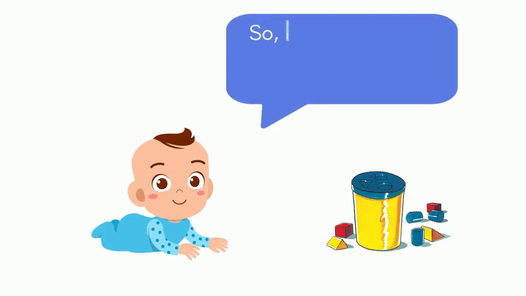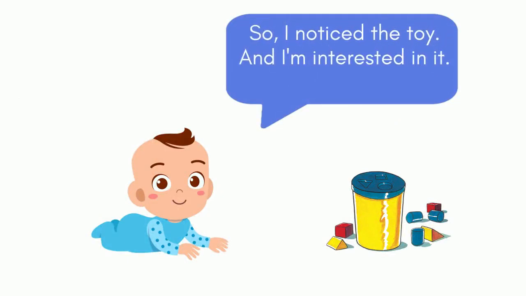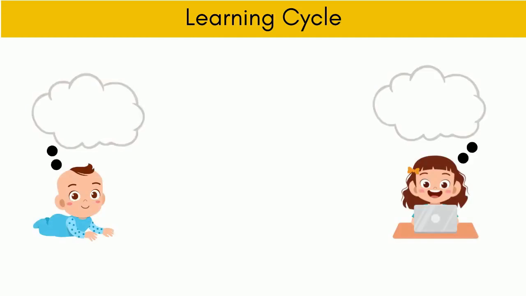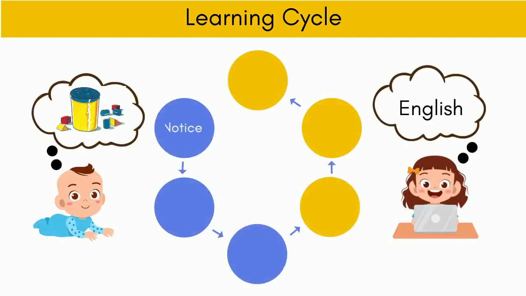So now the baby has noticed the toy and chosen to be interested in it. What needs to happen next? Even if the baby notices the toy and has decided she wants it, nothing much is going to happen if the baby doesn't take action and crawl towards it. This is where the baby is taking a risk, stepping out into the unknown.